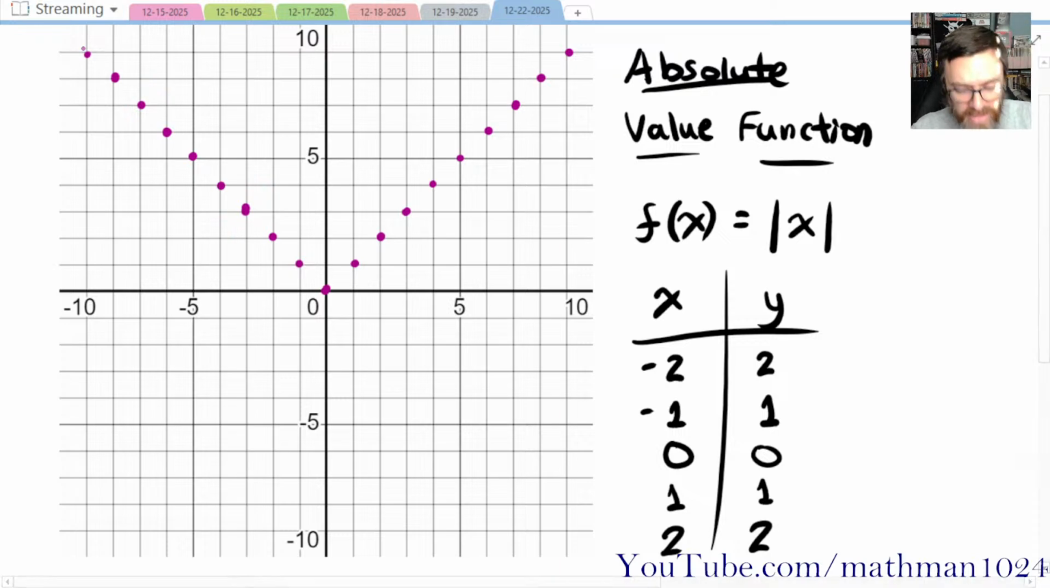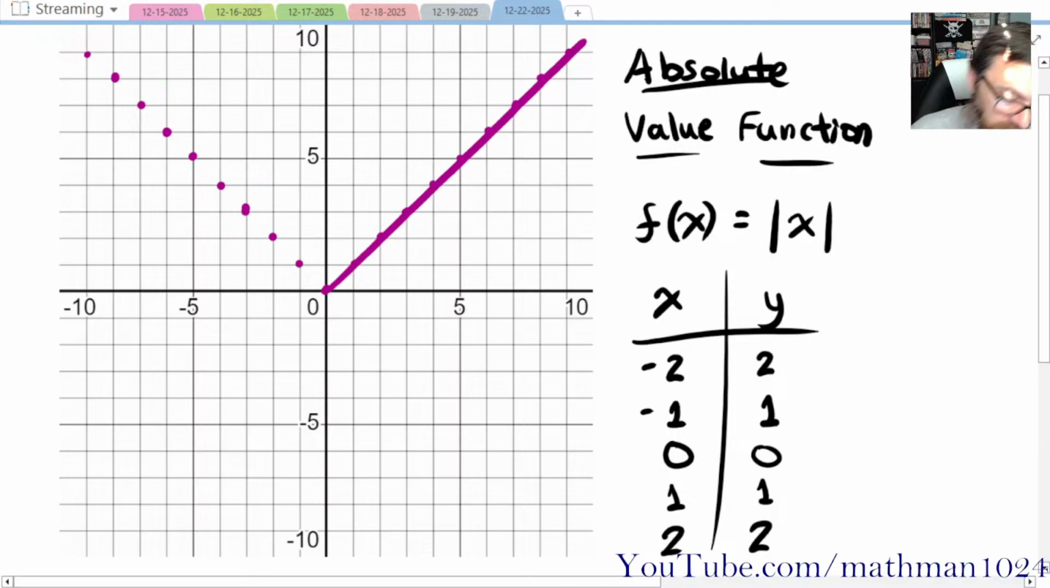So if I plug in -9, I get +9. One of the things I really like about the absolute value function is that it's made up of straight pieces. So it's very easy for us to graph. We get to use a straight edge, and we get something nice like that.